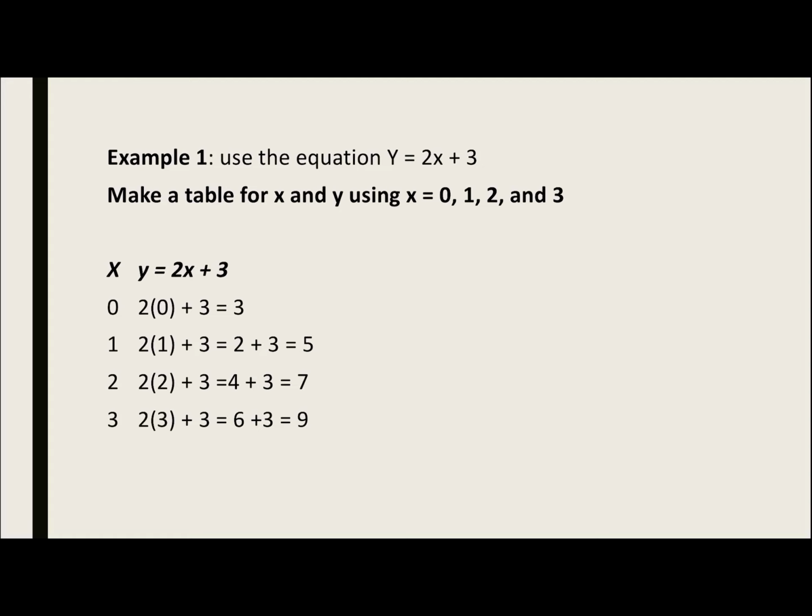Make a table for x and y using x equals 0, 1, 2, and 3. To get y, you plug in those numbers for x. Plug in x equals 0. 2 times 0 plus 3 equals 3. X equals 1. 2 times 1 plus 3 equals 2 plus 3 equals 5.